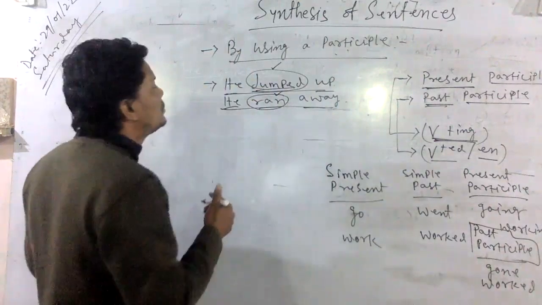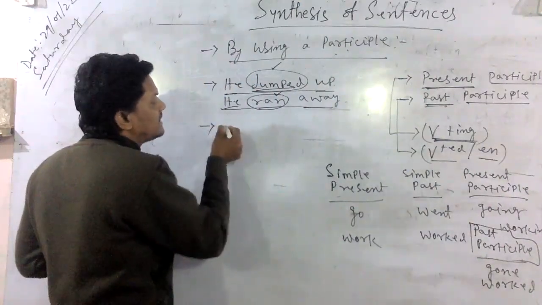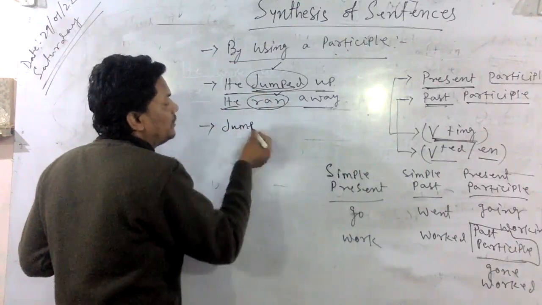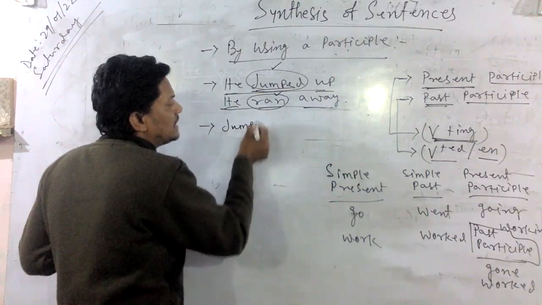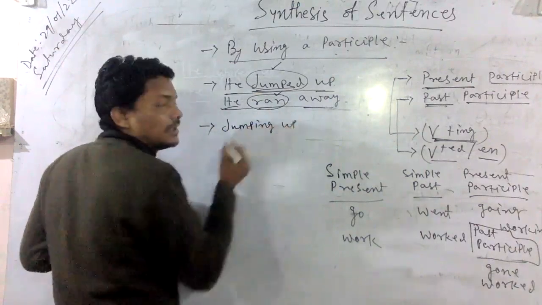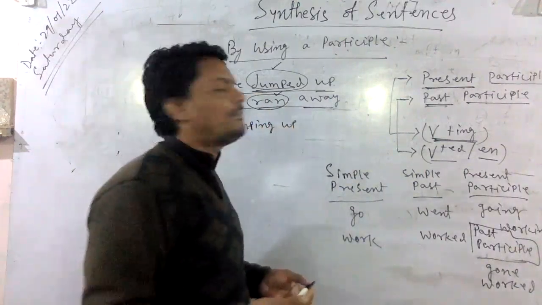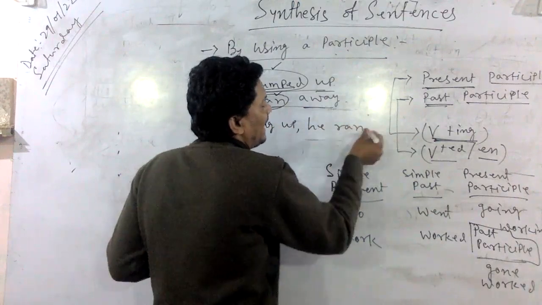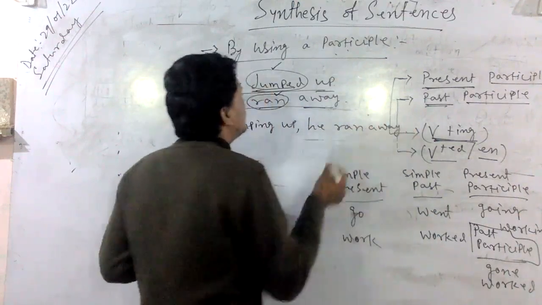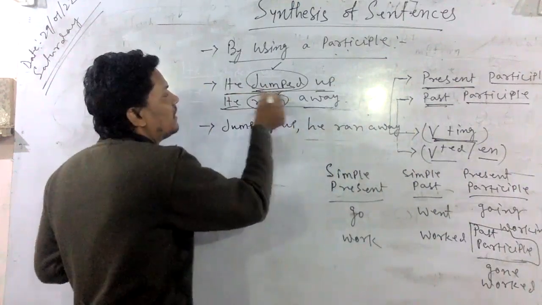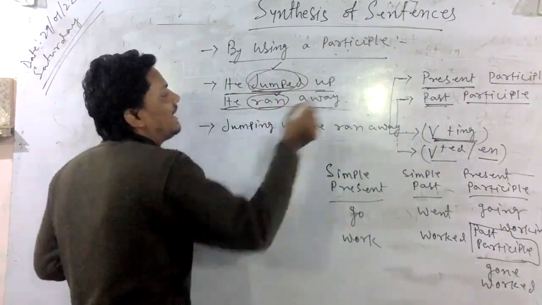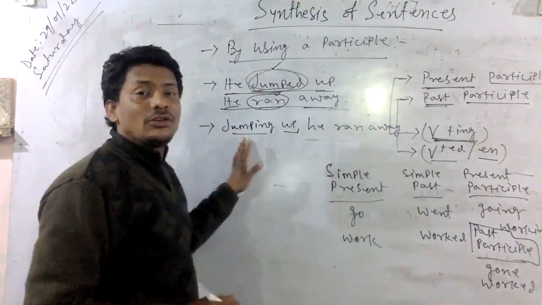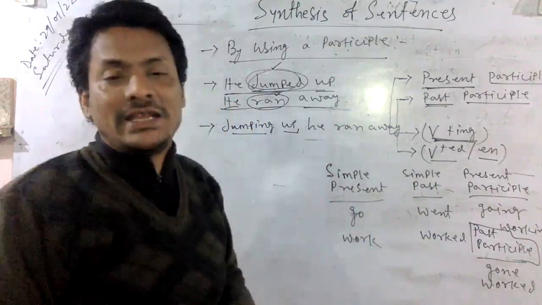So if we use a participle, we can say jumped as jumping. Jumping up, comma, he ran away. So what have you done? You have just taken the first verb and said, jumping up, he ran away. Right. This is what is called using a participle.